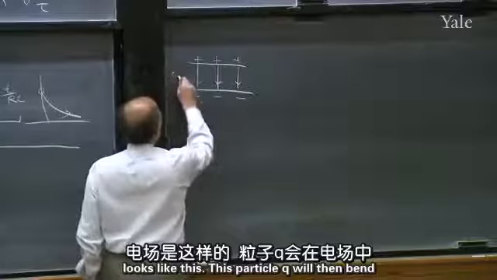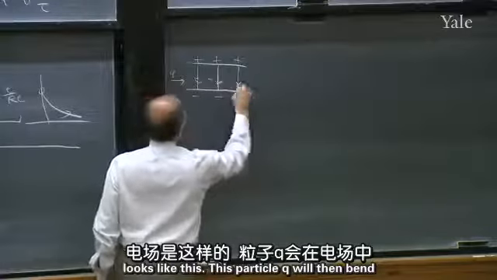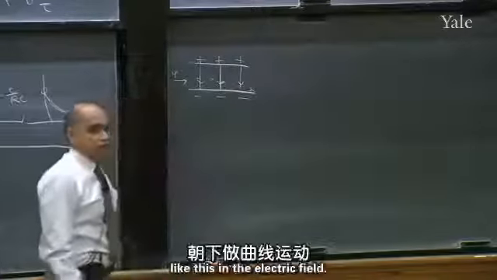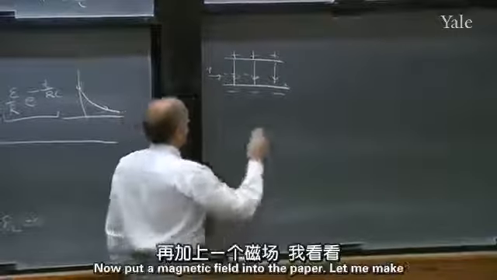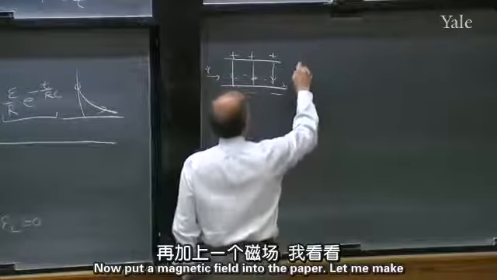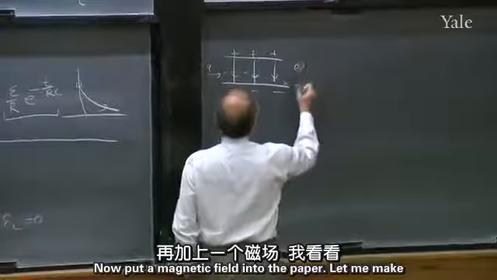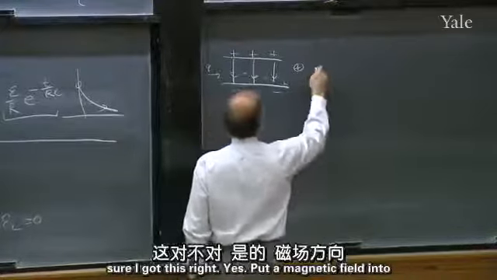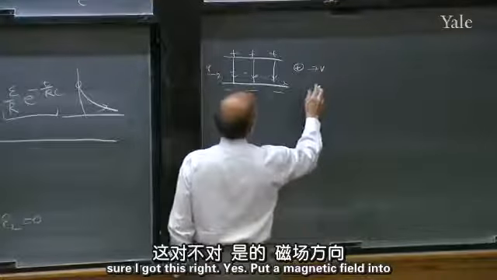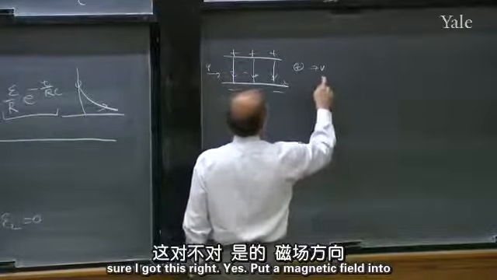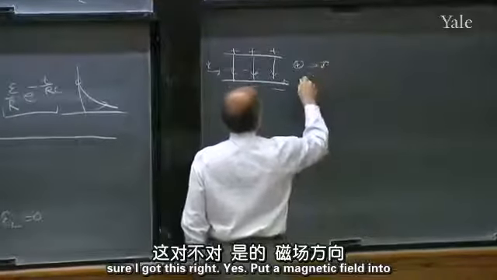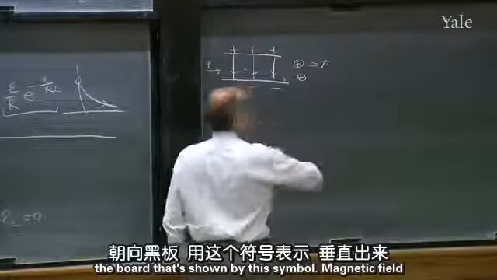This particle Q will then bend like this, due to the electric field. Now put a magnetic field into the paper. Let me make sure I got this right. Yes. Put a magnetic field into the paper, into the board, that's shown by this symbol.